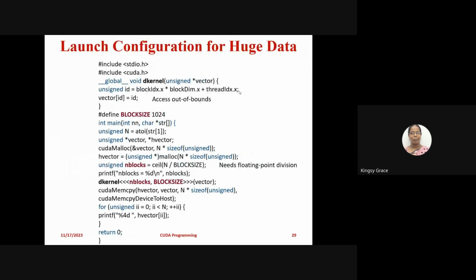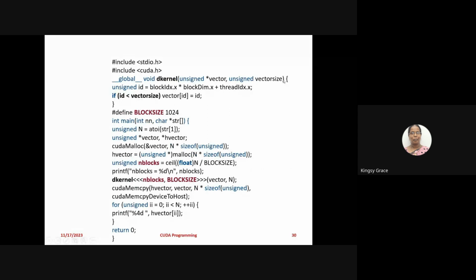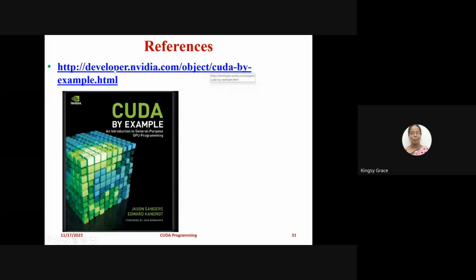In the previous one, you gave the vector but we didn't mention the vector size. What happens is that blockIdx and threadIdx are incremented automatically, up to out of bounds. To avoid that, we have to give the vector size, and after that you assign. Here you have to give some float. Both things you have to consider while handling a large amount of data. One more reference is CUDA by Example. I referred to this textbook and this particular URL.